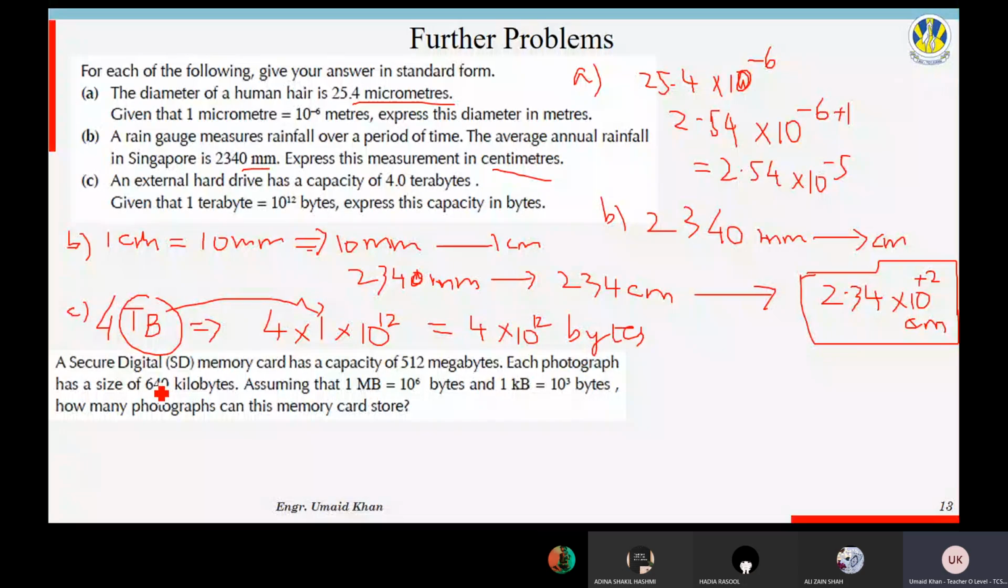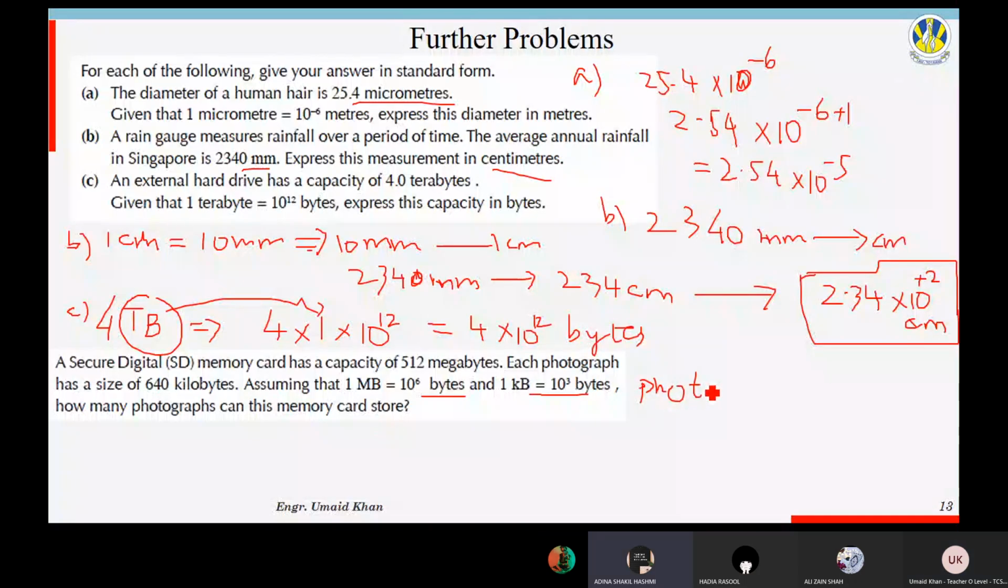Okay, next. An SD memory card has a capacity of 512 megabytes. Each photograph has a size of 640 kilobytes. Assuming that 1 megabyte is equal to 10 raised to the power 6 bytes and 1 kilobyte is equal to 10 raised to the power 3 bytes, how many photographs can this memory card store? So first understand this question. The total storage of the SD card is 512 and each photograph occupies 640 kilobytes. So how do you calculate the number of photographs? What formula do you use?